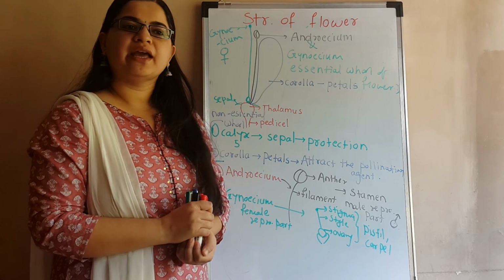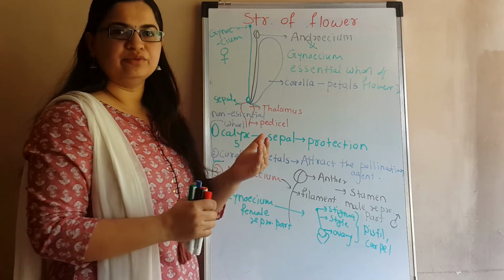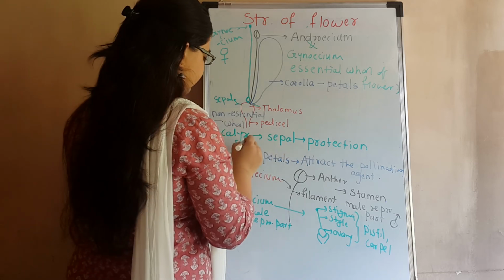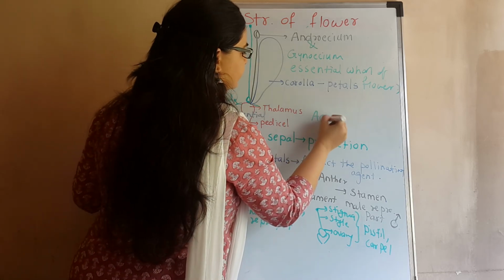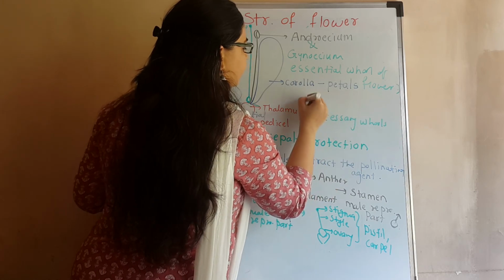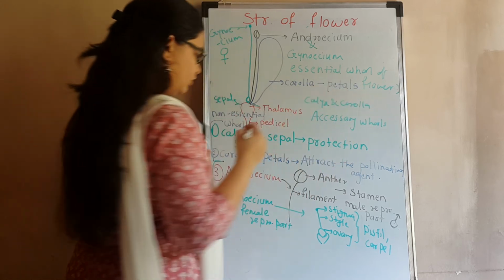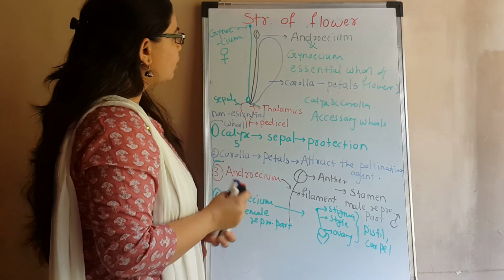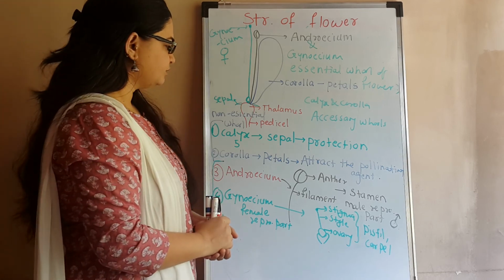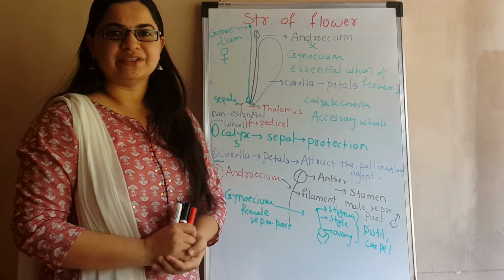At the same time, they have another name. They are also called accessory whorls, calyx and corolla. So this is all about the typical structure of a flower, and you can also write it down, make a note of it, and that's it for today. Thank you.